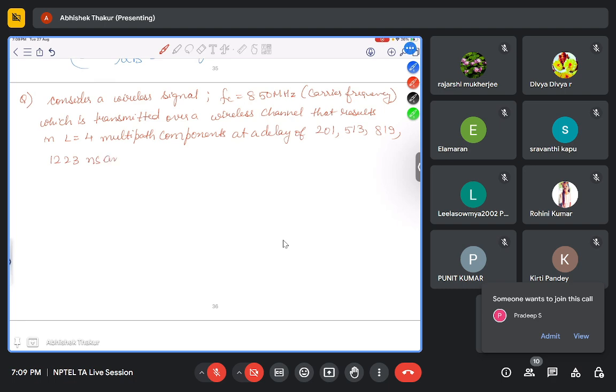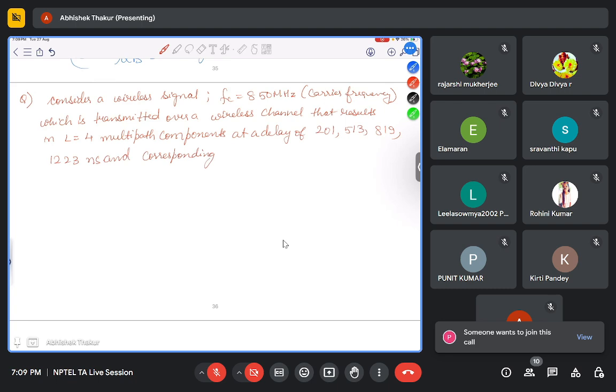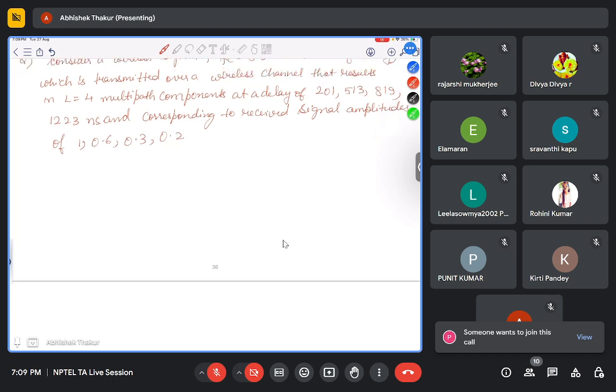and corresponding to receive signal amplitudes of 1, 0.6, 0.3 and 0.2.